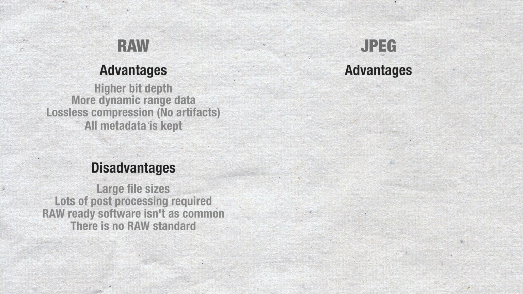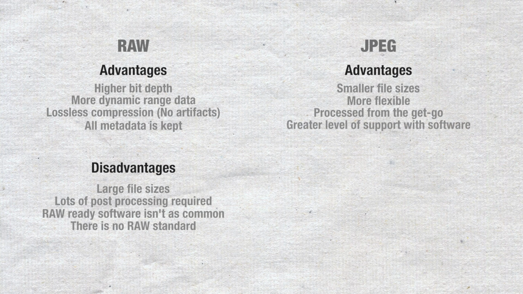Now let's move on to the advantages of JPEG files. JPEGs are always much smaller in file size. JPEGs offer more flexibility with image quality and size since you can change the level of compression you want. JPEGs are processed within the camera itself, so settings like sharpening, saturation, contrast, white balance, etc. are applied at the time of shooting. And support for JPEGs in terms of software is much higher.